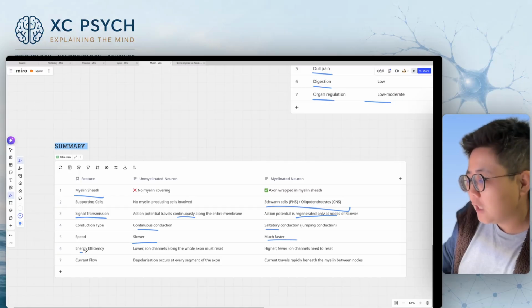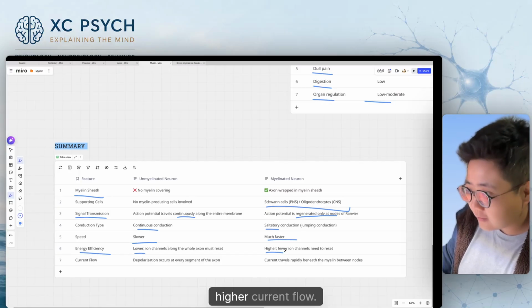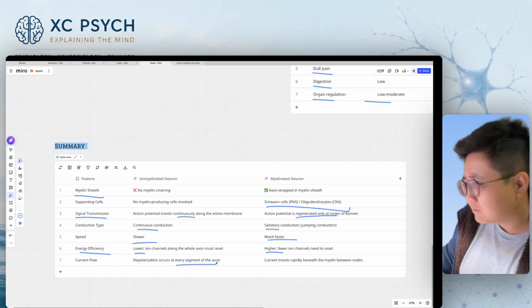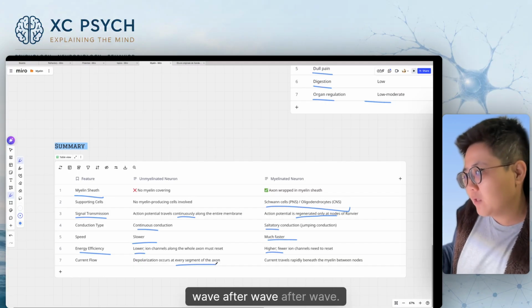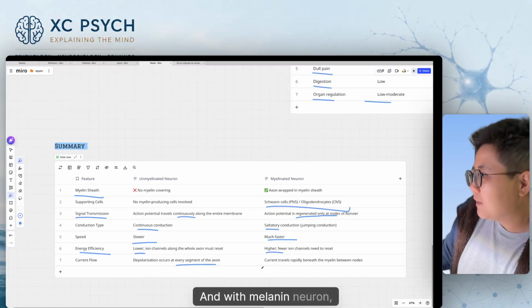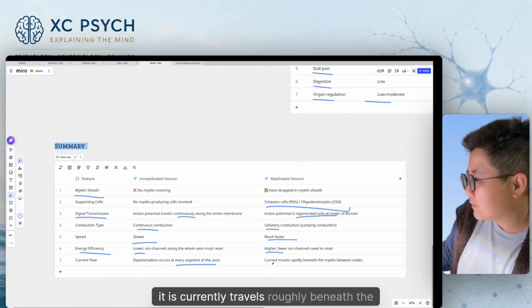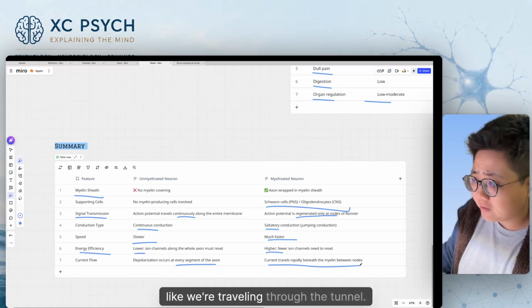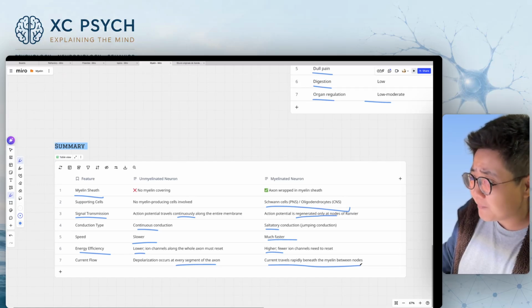Energy efficiency is lower for unmyelinated neurons and higher for myelinated neurons. Current flow: depolarization occurs at every segment of the axon, as we mentioned, wave after wave after wave. With the myelinated neuron, current travels roughly beneath the myelin between the nodes, like we're traveling through a tunnel inside a mountain.